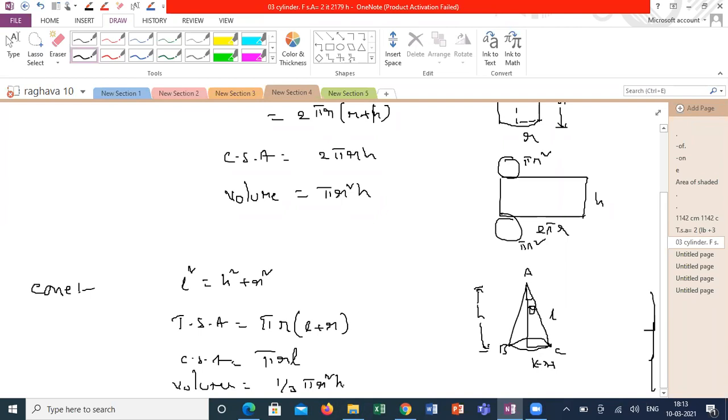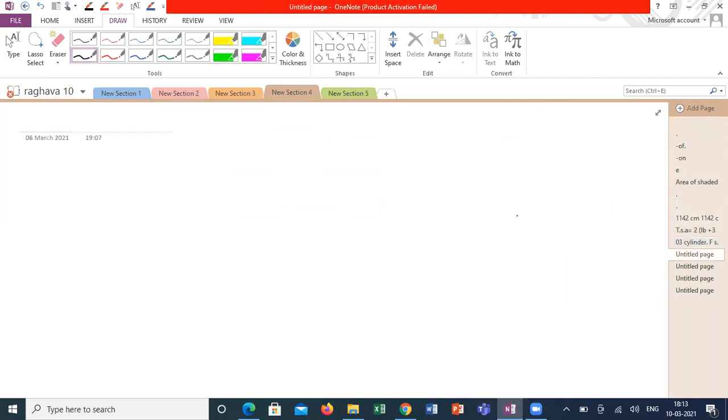Now combinations. Generally we did them individually in grade 9. Here we are going to discuss the combinations. Combinations means they will look like this. Suppose there is a capsule. Capsule is a combination of sphere and cylinder. So we are going to discuss the sphere also. Sphere.